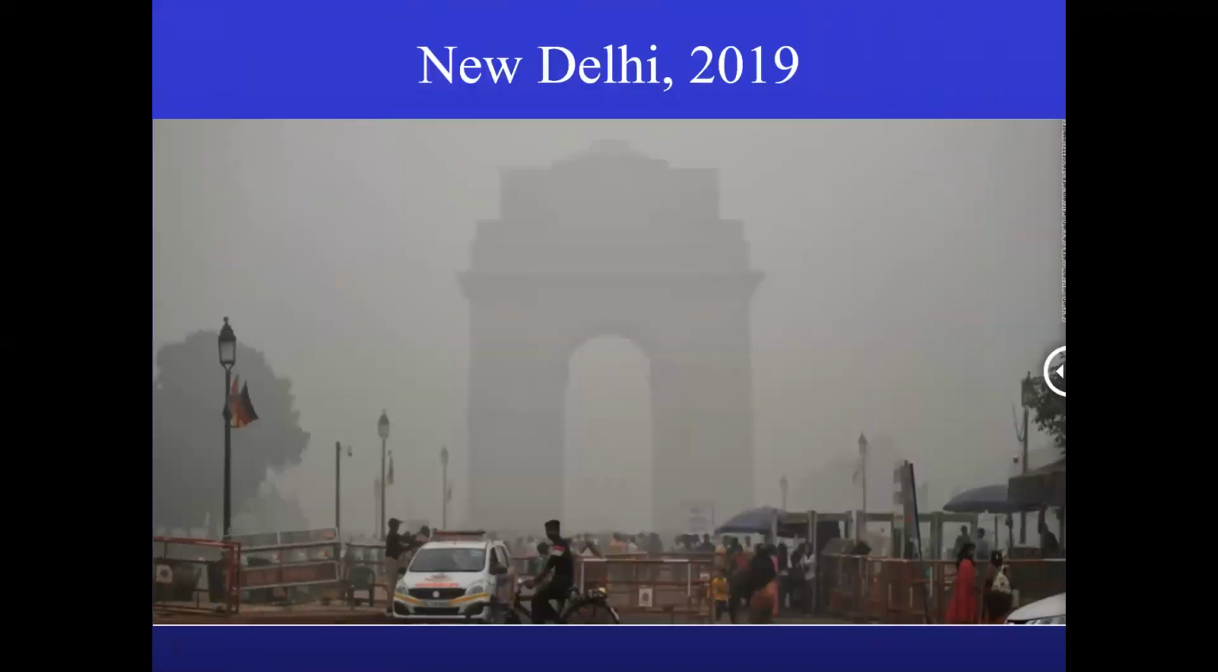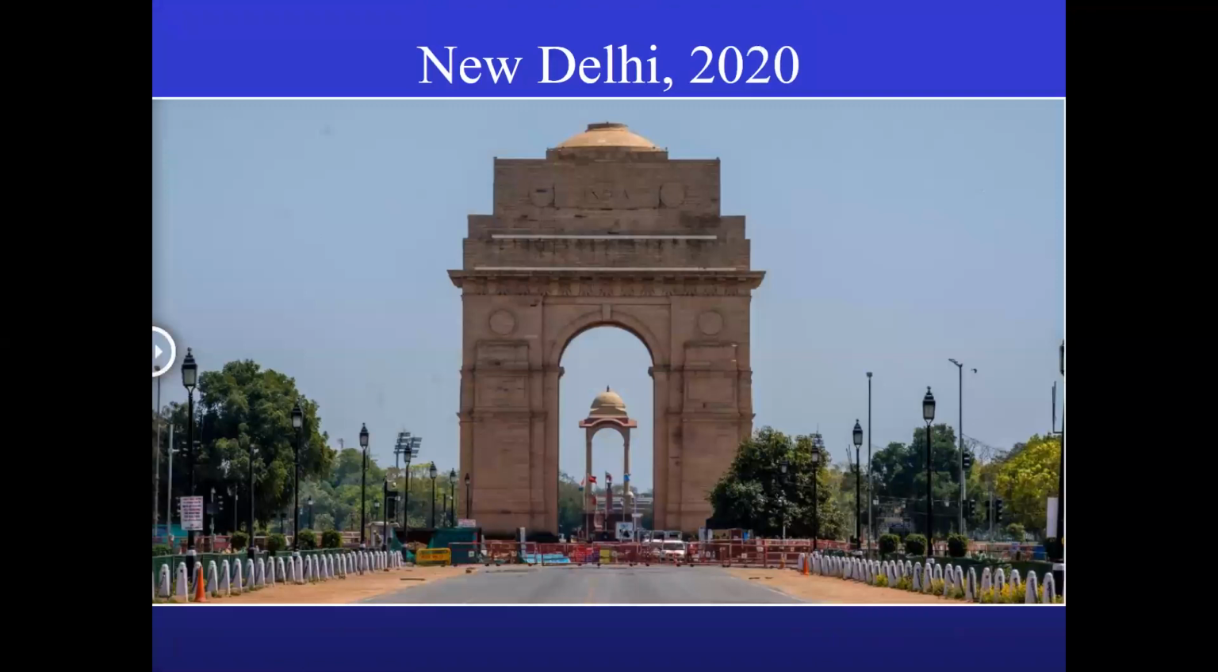This is New Delhi in 2019, and this is New Delhi in 2020. So it's amazing how clear the air is. And you can call it cherry picking because no place is going to be polluted all the time. Still, many of these cities have many days of the year where the air pollution is very thick.